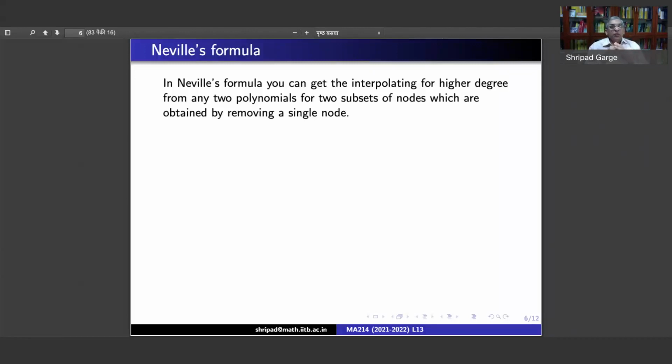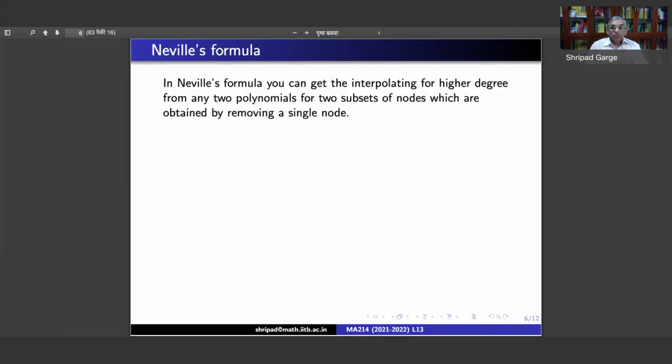What it means is that you just choose xi and xj. It doesn't matter whether you choose x0 and xn, or you choose x1 and xn minus 1 or any such thing. You can just choose x0 and x1, for instance. And once you remove x0, then you have 1 to n. Once you remove x1, then you have 0 and 2 to n. And then you have these two polynomials of degree less than or equal to n minus 1. And using them, you can compute the interpolating polynomial of degree less than or equal to n, interpolating the given function on all nodes.